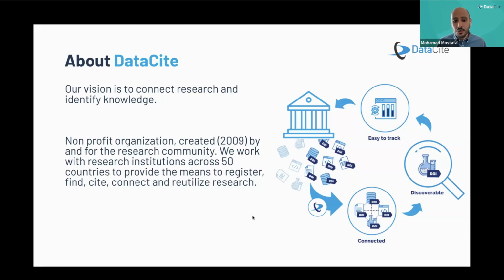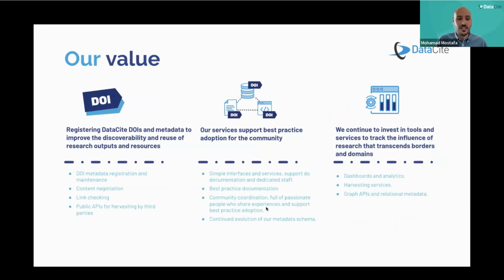And this is a snapshot of our values. Now I'm going to share it in the next slide. So our core values: we provide DOIs, or ways for our members to register DOIs and metadata, that can help them improve the discoverability and reuse of their research output and resources. We provide DOI metadata registration, and we provide support and maintenance. We have content negotiation, and we have public open APIs that allow third parties to harvest our metadata information. We also provide our members with best practices, guidelines, and adoption for our community.